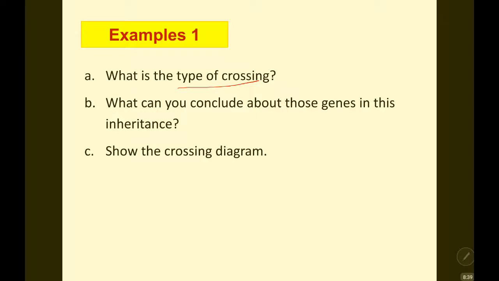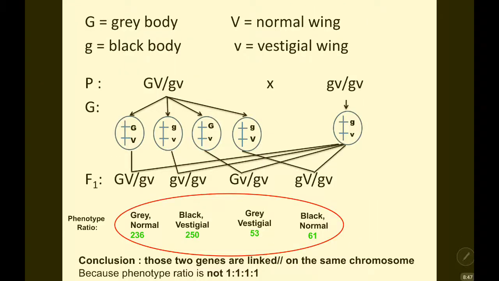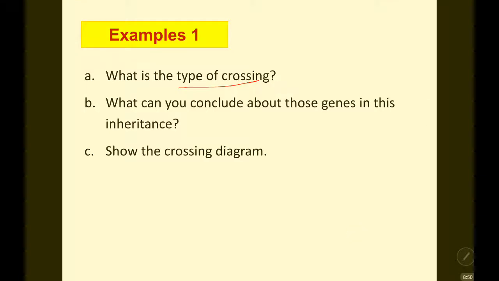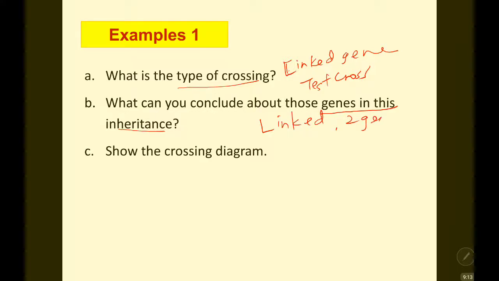So you cannot answer dihybrid test cross. It is not a dihybrid test cross because of the results here. So what can we answer here? You can say that it is a linked gene test cross. So what can you conclude about the genes in this inheritance? We can say that these genes are linked, or the 2 genes are located on the same chromosome.